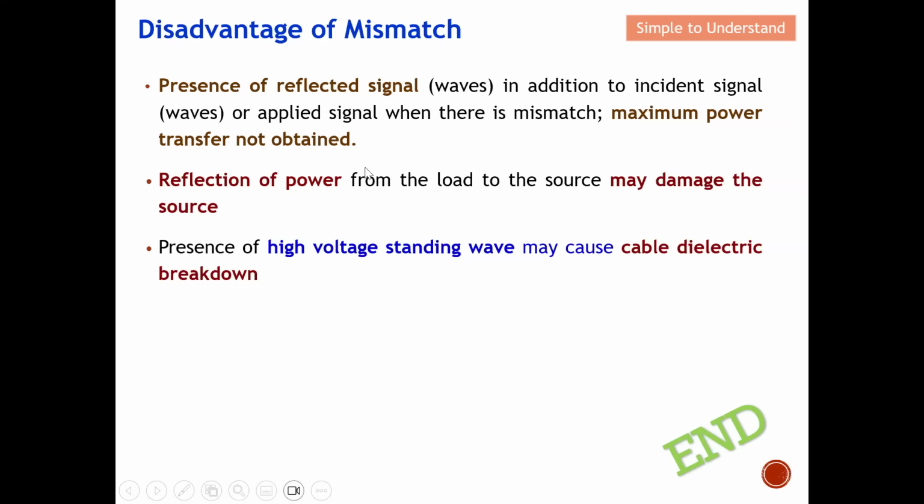The reflection of power from the load may damage the source. As I mentioned, if we don't design for protection, the reflection of the power may damage the source. The presence of a high voltage standing wave may also cause cable dielectric breakdown. As you can see, if we don't have a design for the matched condition, these two scenarios may happen, and the device or the system may be damaged. With this, I hope you have a better understanding of impedance matching.